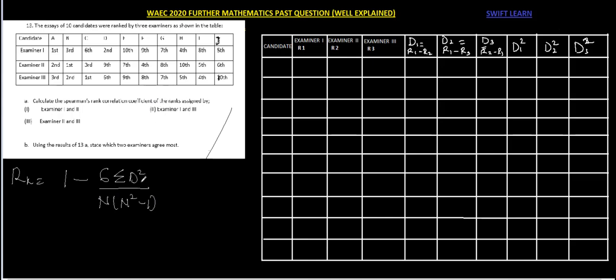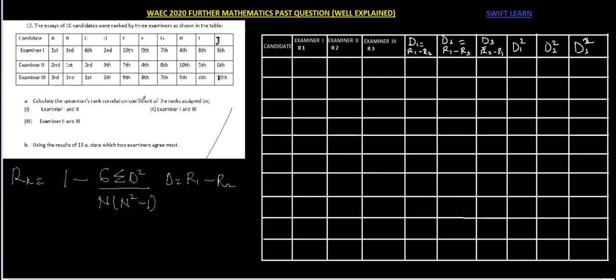So the first thing is how do you get your D? Your D is the difference between two rankings. Ranking is like comparison. You are comparing between this examiner and the other examiner. It can be different things, but they are using examiners. So D is the difference between, for example, examiner 1, which I use as my R1, and examiner 2, which is minus my R2.